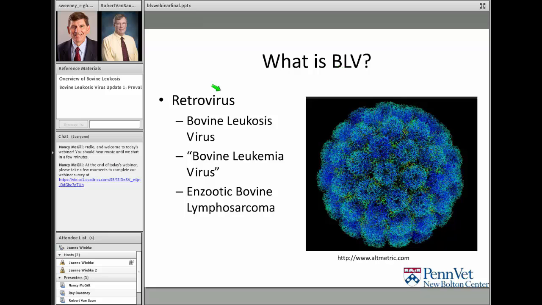BLV is a retrovirus. It's a family of viruses. BLV stands for Bovine Leukosis virus, although it is also often referred to as the bovine leukemia virus. And it's an oncogenic virus, meaning it's a cancer-causing virus. The cancer that it causes is referred to as enzootic bovine lymphosarcoma, or often we refer to that as lympho for short, or lymphoma.